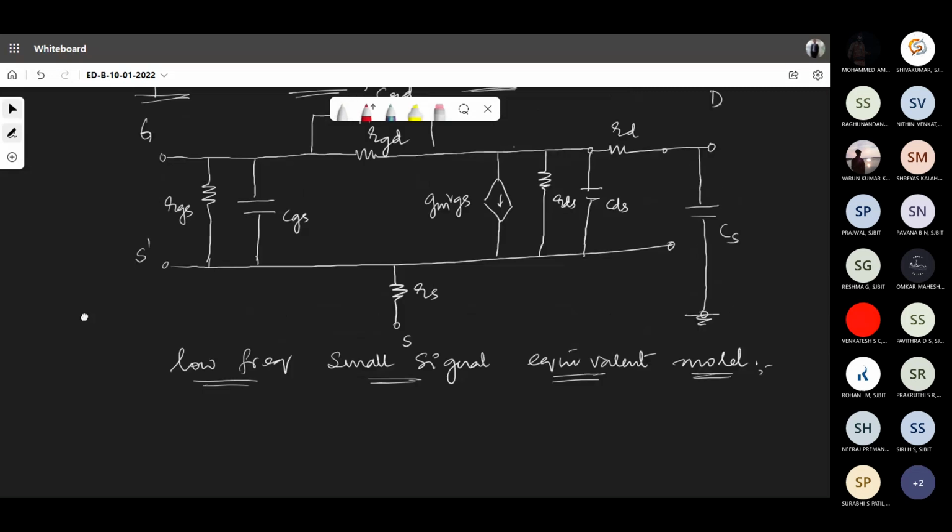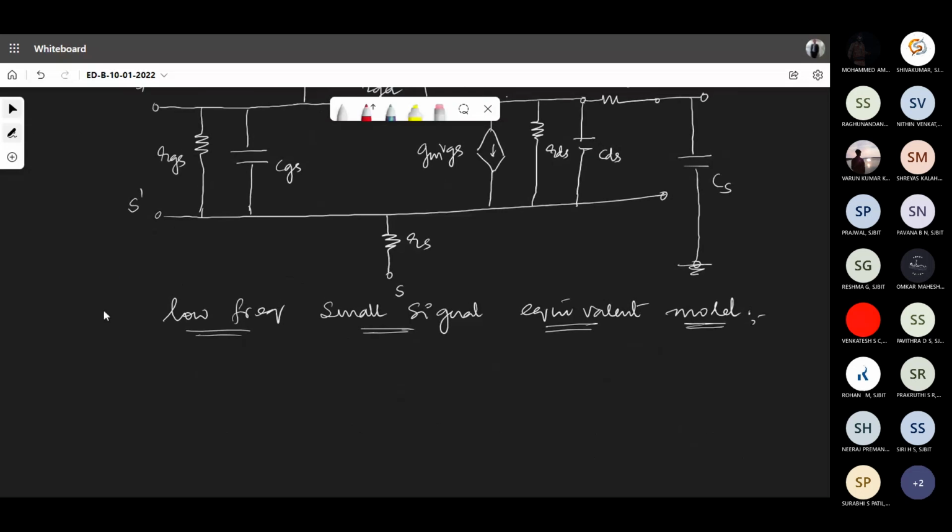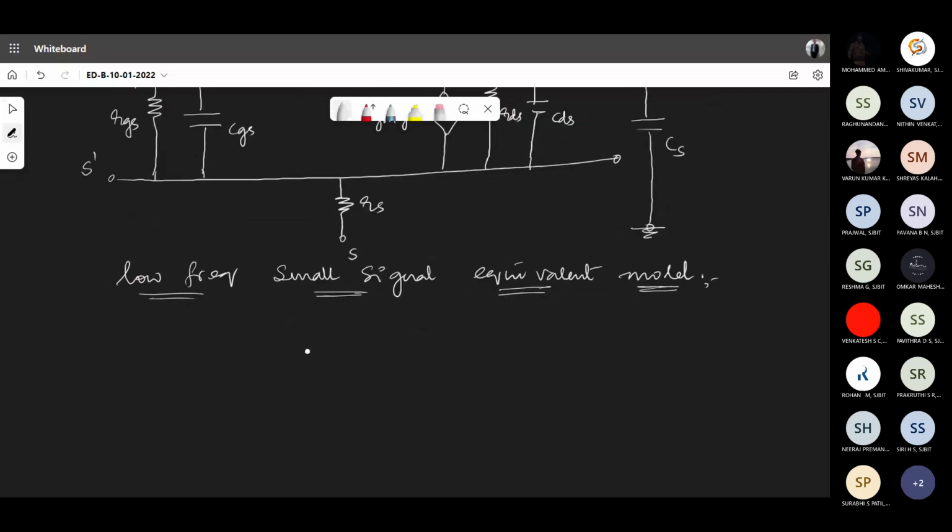For your kind information, let me write high frequency small signal complete equivalent model of N channel JFET. Now we are writing the low frequency part. So what in all should I do now? I'll have to remove all capacitors and replace them by open circuit.